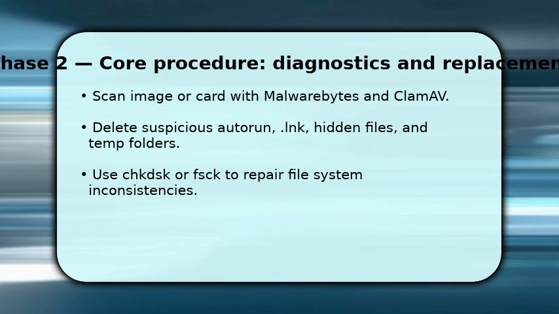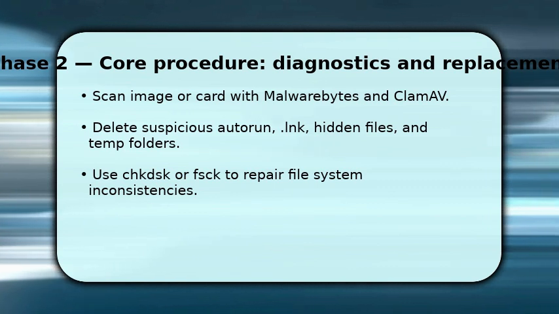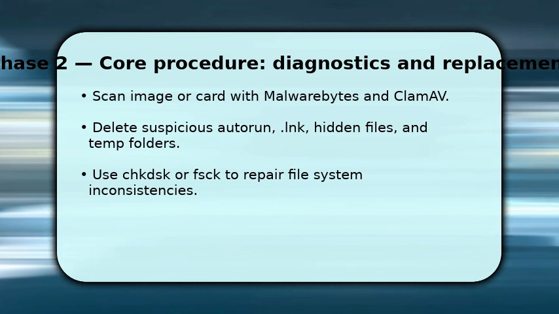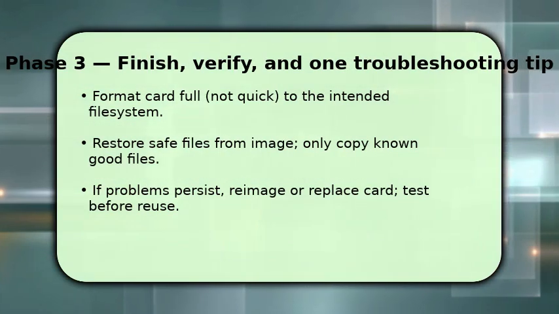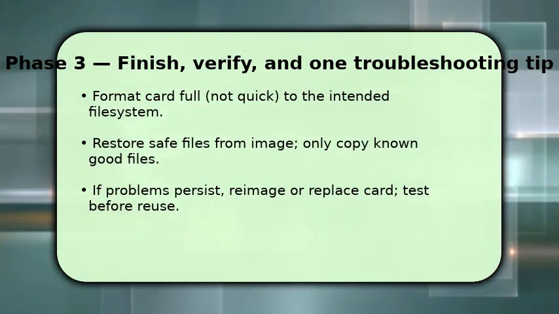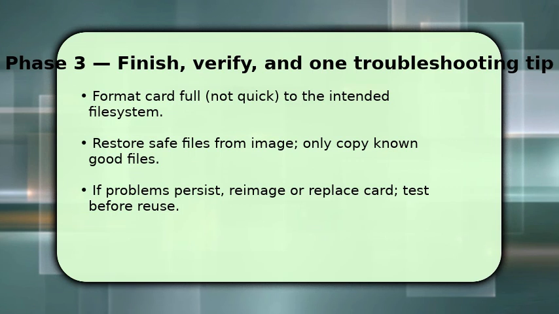Once deletions are done, run file system repair tools to fix corruption so deleted files don't reappear. Make sure to unmount cleanly and rescan the card image. That confirms removals and prevents reinfection when reusing the card. You format the card using a full overwrite to remove hidden sectors and residual code. That's why not quick format.